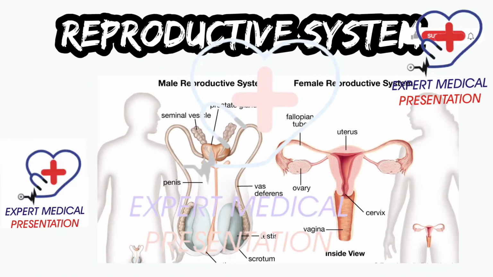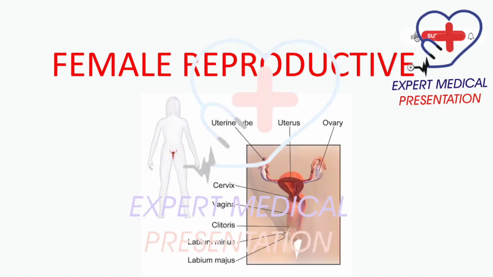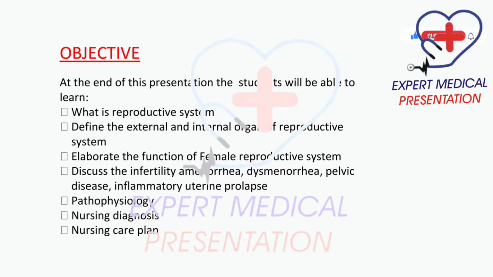Reproductive system. Female reproductive system. Objective. At the end of this presentation, the students will be able to learn: what is the reproductive system?